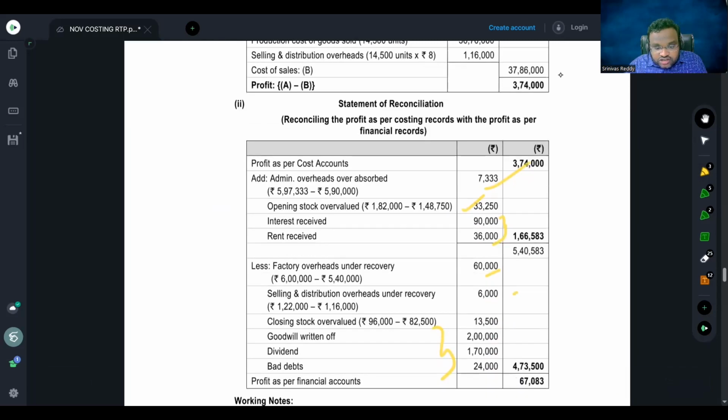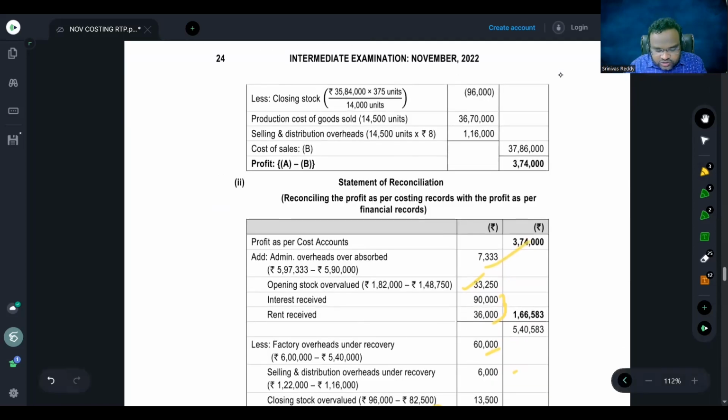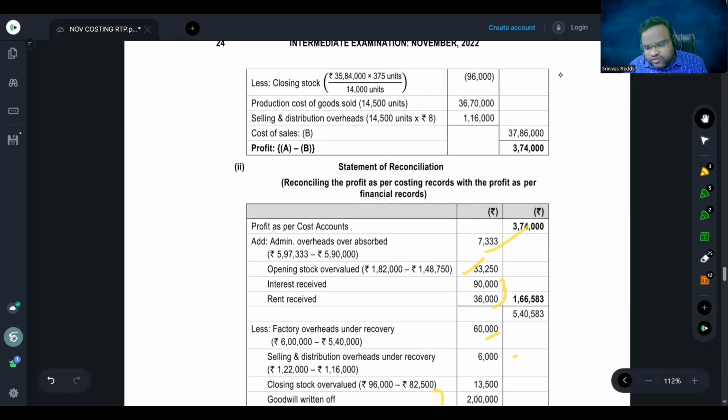Whereas in cost accounts, you have valued your closing stock at 96,000. That means having more amount on the closing stock would have increased your cost accounting profit. To align with financial accounts, I should reduce my profit. So 96,000 minus 82,500. So reconciliation is very simple.